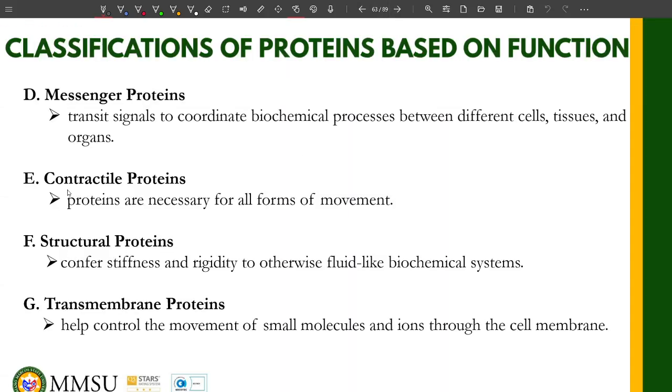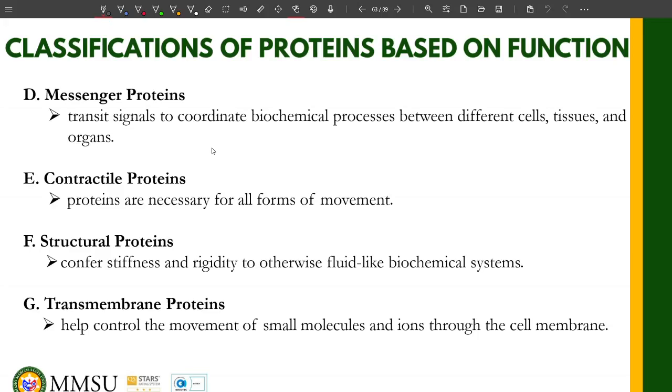And then, another four types of proteins or classifications of proteins. We have the messenger proteins. Ito naman, they transmit signals to coordinate biochemical processes between different cells, tissues, and organs. Minsan, yun yung common misunderstanding, na parang pareho lang si transport and si messenger proteins. But the difference is, si transport proteins, dinadala niya yung molecules from one location to another. Si messenger proteins kasi is, they only transmit signals para mag-proceed or mag-coordinate yung mga biochemical processes between the different organs, different cells, different tissues.